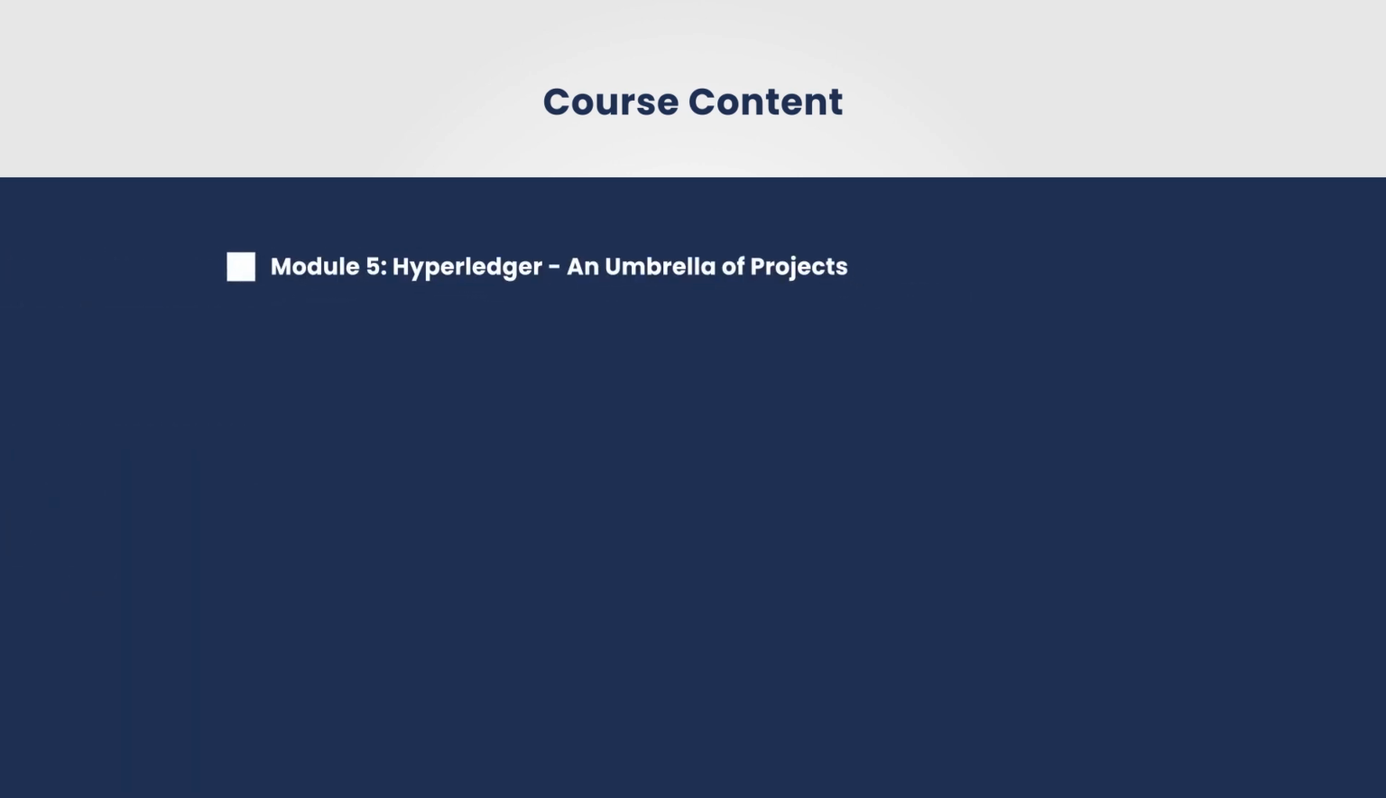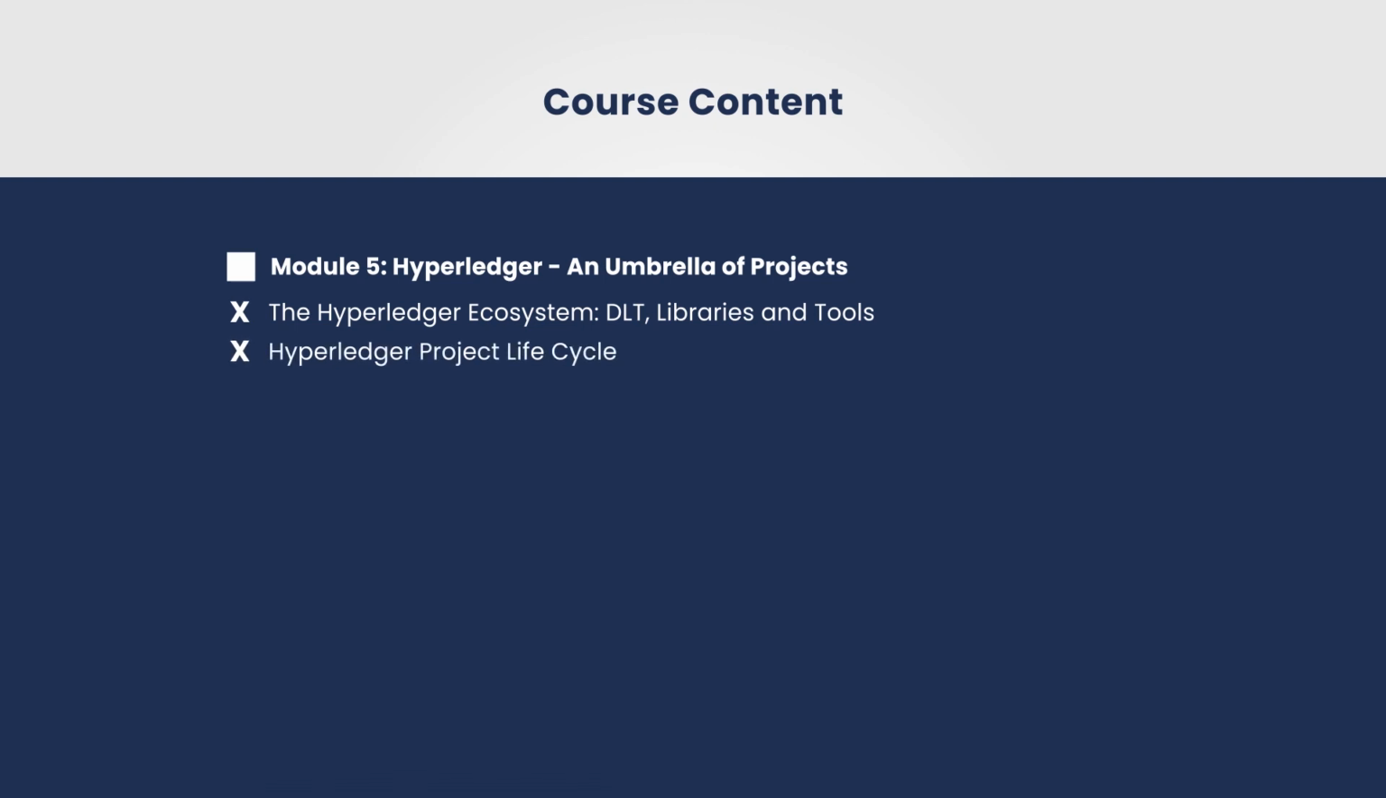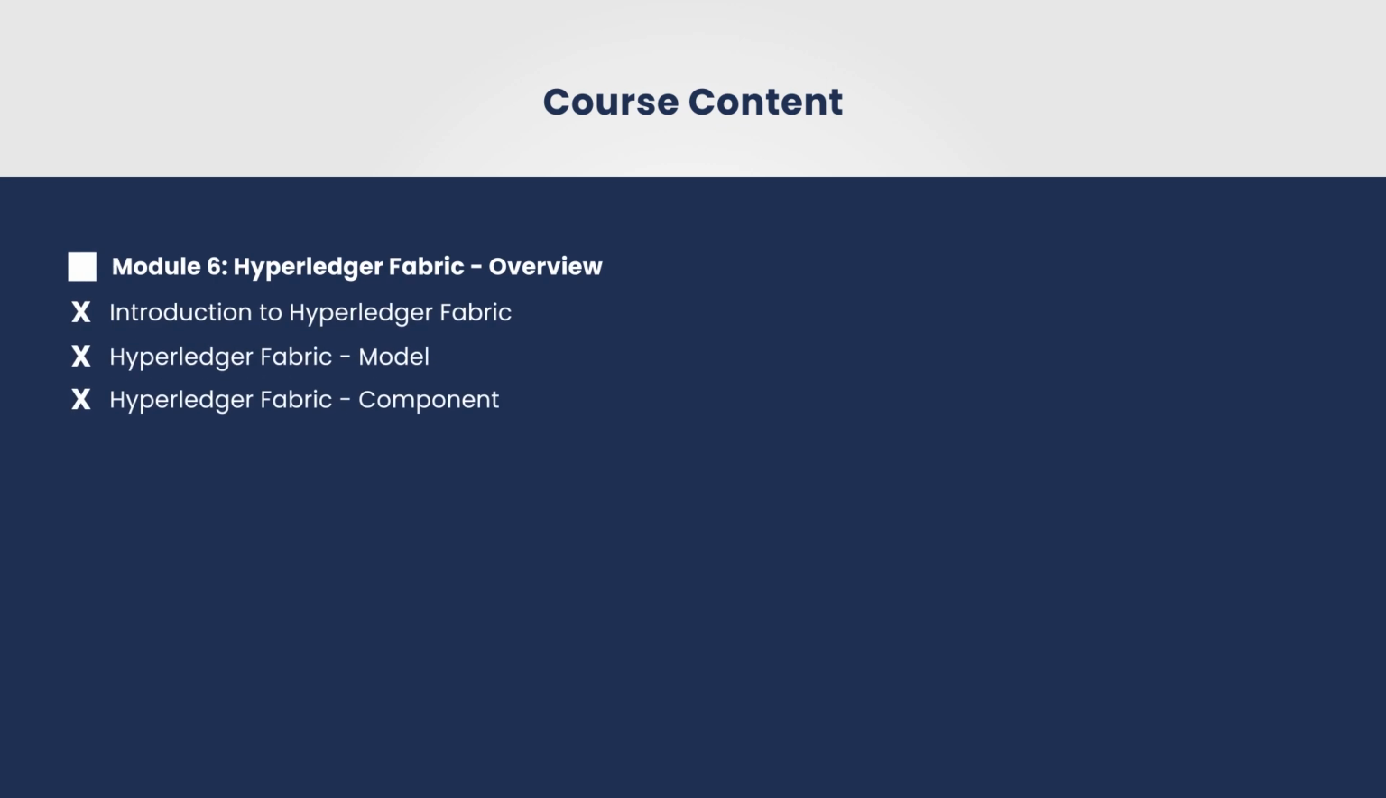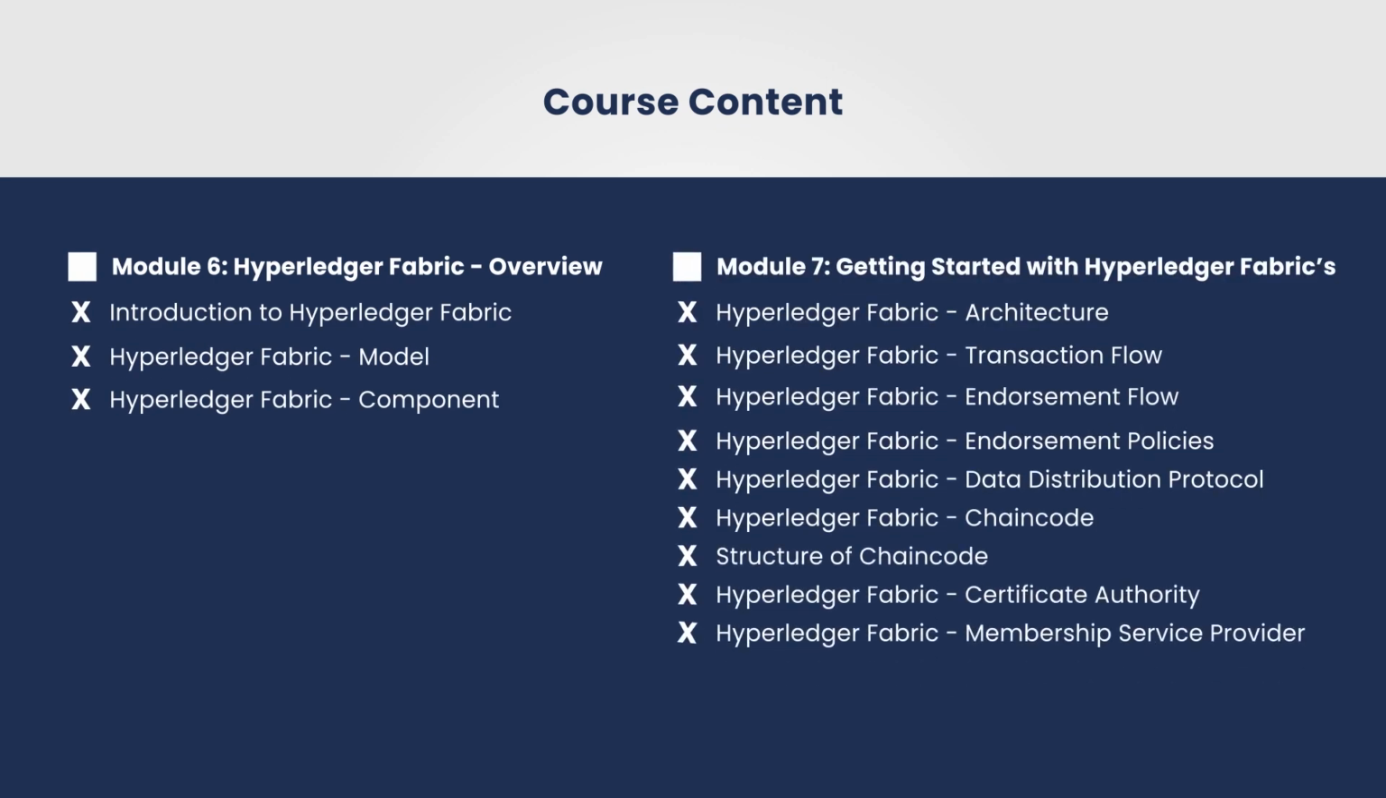In the fifth module, we will briefly learn about the Hyperledger ecosystem, where we will understand its associated DLTs, libraries, and tools. We will also dive deep and understand what consensus is, and the types of consensus that Hyperledger projects support. Further, in the sixth module, we will have an overview of Hyperledger Fabric. In the next module, we will discuss technical aspects of Hyperledger Fabric.